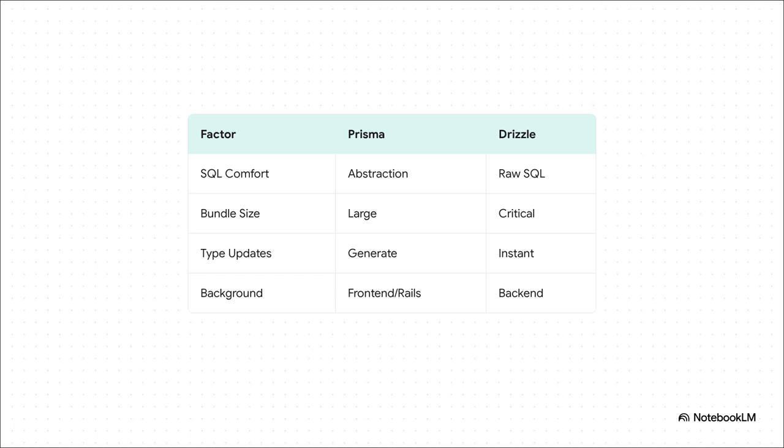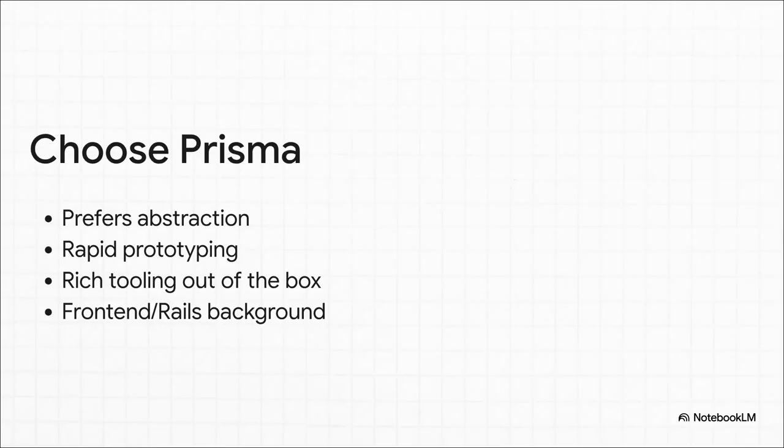The choice ultimately boils down to 4 major factors: your specific deployment environment, how critical tiny bundle sizes are to you, your need for instant type inference, and honestly, your team's overall background and comfort level with raw SQL. Specifically, you should go with Prisma if your team prefers a nice layer of abstraction and generally writes very few raw SQL queries. If your team leans heavily front-end or maybe comes from a Ruby on Rails background, the Prisma mental model is going to click instantly.